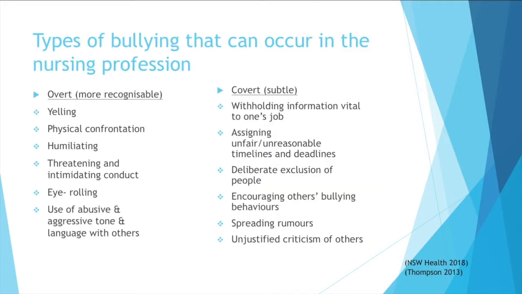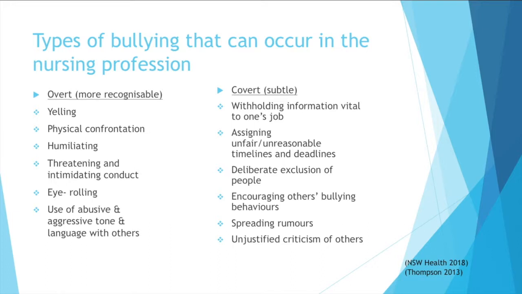Bullying behaviours exhibited between nurses range from overt behaviours that are more easily recognised and observed to more covert or subtle behaviours. Overt bullying behaviours include yelling, physical confrontation, humiliating, threatening and intimidating conduct, eye-rolling, and using an aggressive or abusive tone or language when speaking to others, just to name a few examples.